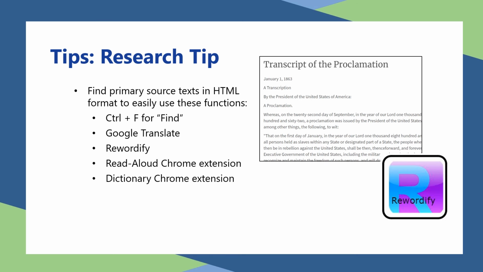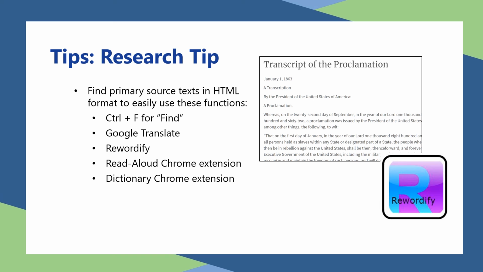It's easy to find HTML versions for well-known primary sources like Martin Luther King's I Have a Dream speech or Lincoln's Emancipation Proclamation, but some archives also offer text transcripts of other documents as well, so keep an eye out for those. This is useful because HTML can be easily cut and pasted into things like Google Translate, so students can do a side-by-side text reading.